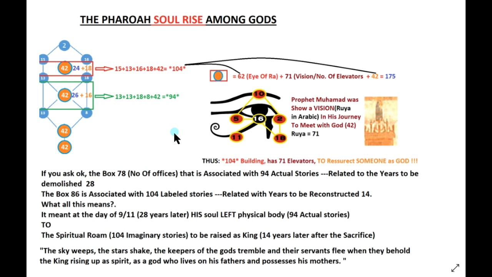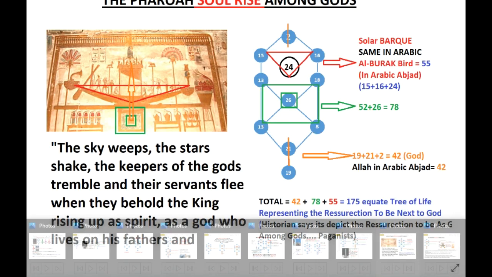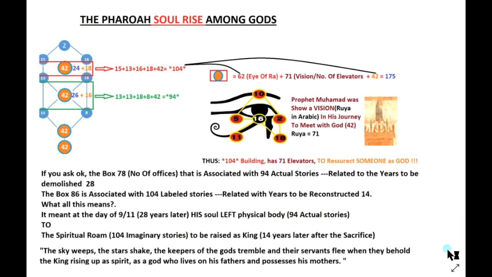So when you have 62, 71, 42, what does it give you? 175. 175, if you remember, is what? The Tree of Life. It's the flight number that hit WTC2 too. And it is the depiction of the resurrection of the Pharaoh up in heaven. When you sum the red, the green, and the purple, it gives you what? 175, equal to the Tree of Life.